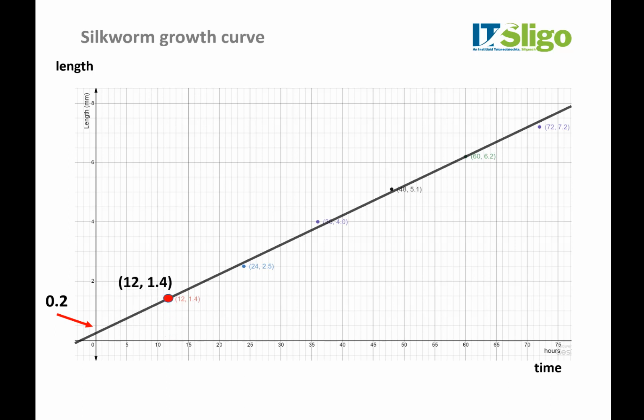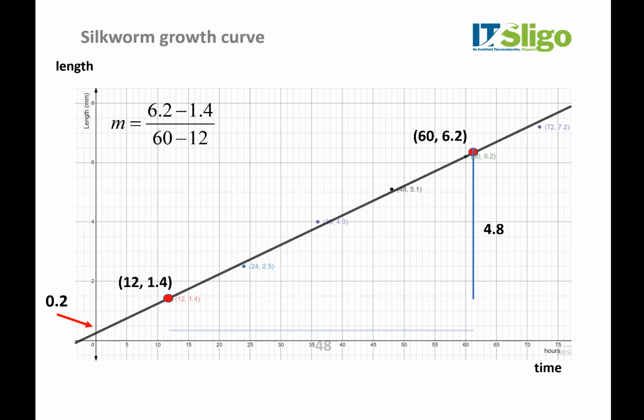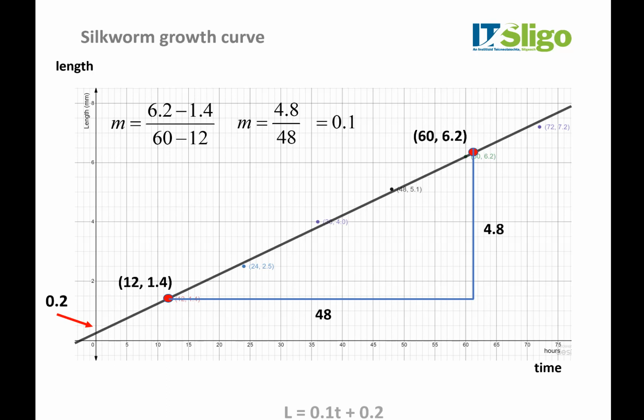And then we have to pick 2 points that are on the line. So I'm picking these 2 values because our best fit line passes through them. And there's our vertical change, the vertical change over the horizontal change. So our slope is 0.1. We can tell it's a positive slope.